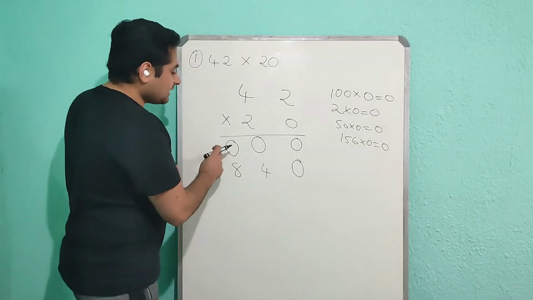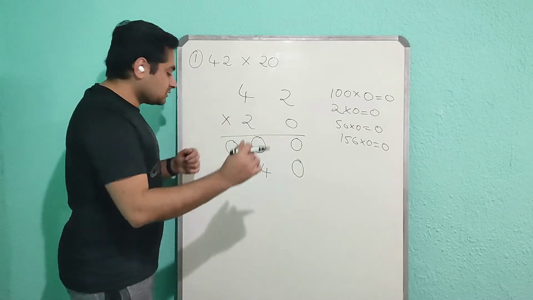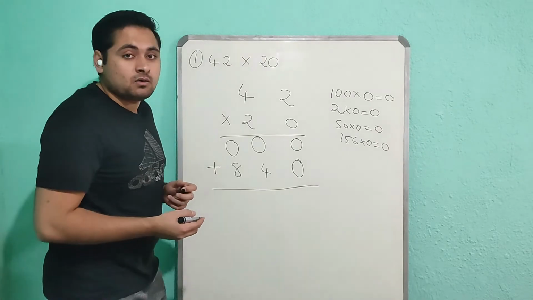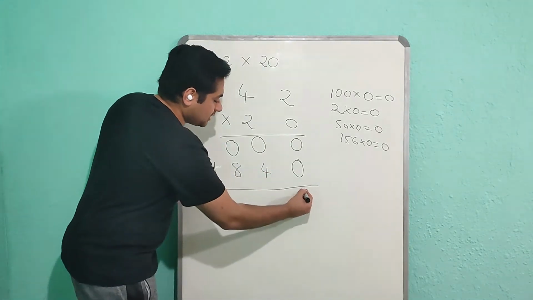Okay? After that, once you have done with both of them, once you have finished with both packets of chips, you simply put a plus sign. And then you draw a line. Now let's draw an addition. What is 0 plus 0? That's a 0, right?